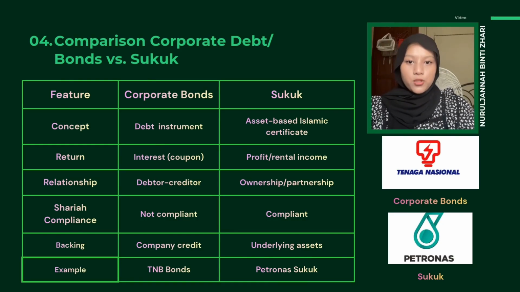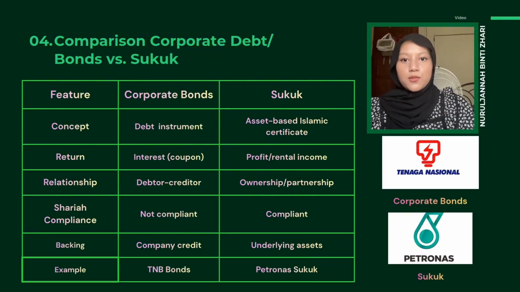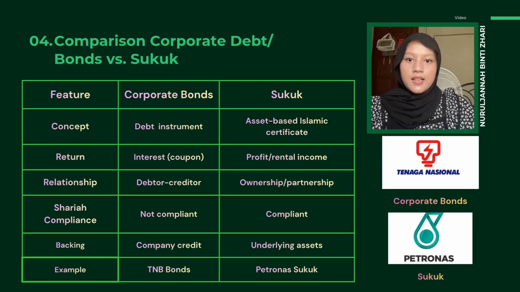I will be explaining the comparison between corporate bonds and sukuk. Corporate bonds are debt instruments issued by companies to raise funds. Investors lend money to the company and receive interest payments, also known as coupons. This creates a debtor-creditor relationship where the company is obligated to repay the borrowed amount with interest.